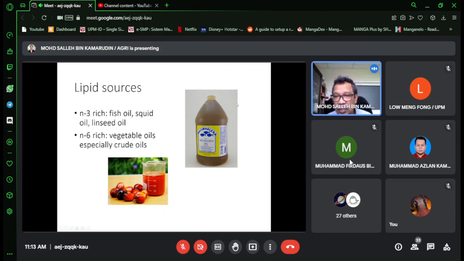For fish meal, we compete with the animal industry. At the same time, maybe now people can also make fish meal into keropok lekor and so on. This we have to compete. This is crude palm oil. So far that we have studied, crude palm oil can replace 100% of fish oil in fish feed, especially for local carps. There are also studies with salmon, where we can change that. They can replace fish oil.